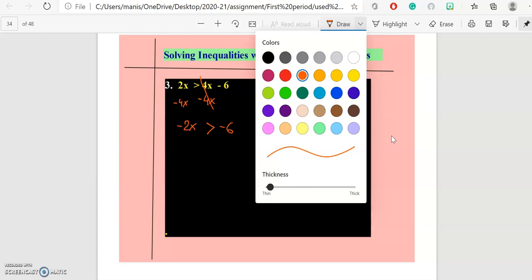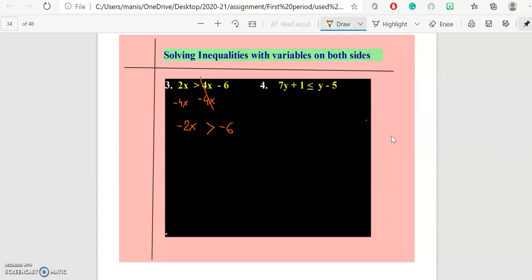If I use the rule of dividing or multiplying by a negative number, only then do I reverse the direction of the symbol. Now this says negative 2 times x. What is the opposite of multiplication? Division. So I will divide both sides by negative 2. This will give me 1, but I will change the direction of this inequality symbol, and this is your x is less than 3.